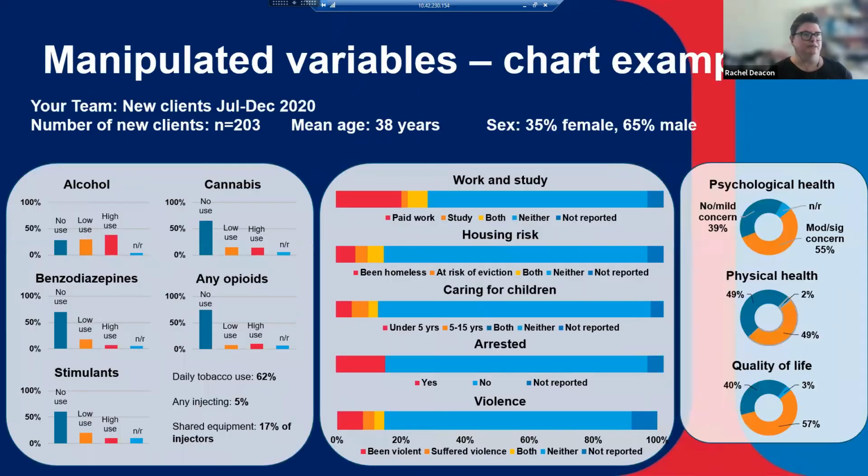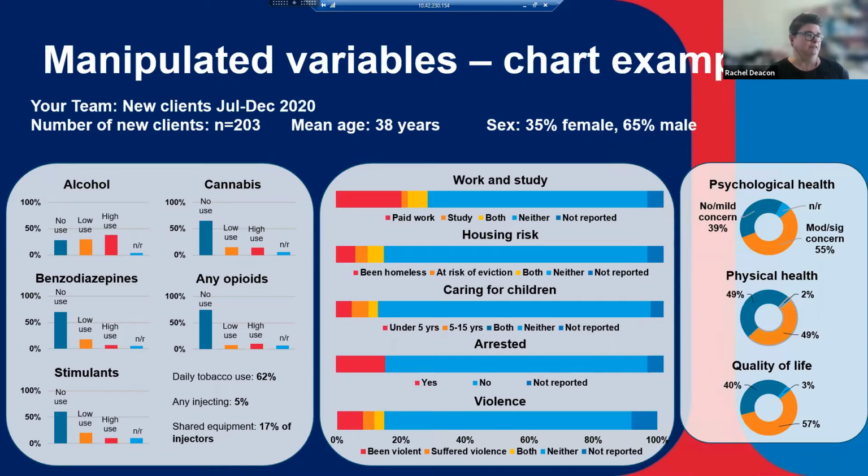And so with these additional manipulations of the ATOP variables, here's another example of how ATOP data can be displayed. This is for another hypothetical team, new clients, around 200 new clients coming in over a 6-month period to this service. Mean age 38 years, and about 1/3 of them were female, which is fairly characteristic of drug and alcohol services. So with this group on the left, we've got substance use variables portrayed in these 3 categories of no use, low use, and high use.